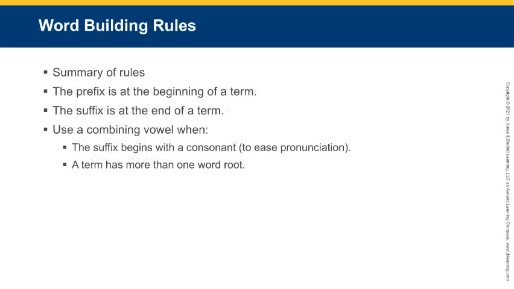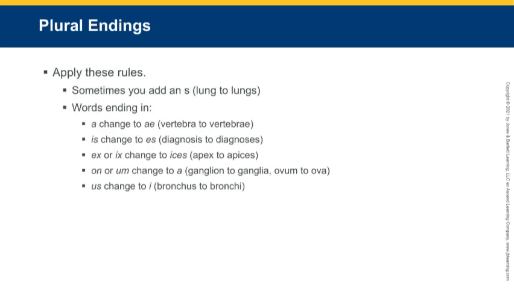Prefixes are always at the beginning of a term, while suffixes are at the end. Combining vowels are used when a suffix begins with a consonant or when combining roots. Medical terms change when converted from singular to plural. For example, words ending in "a" change to "ae", and those ending in "us" change to "i".